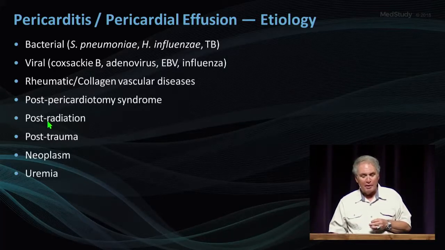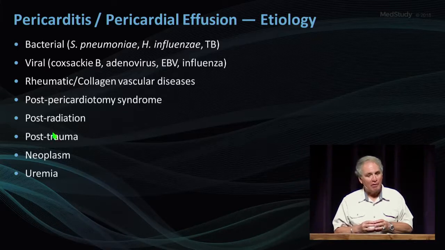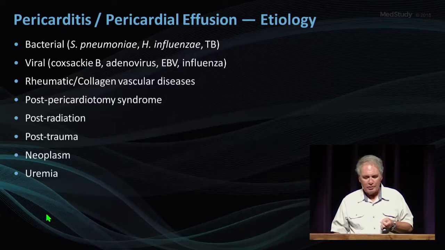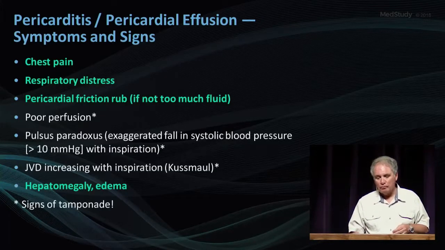Kids who have undergone mediastinal radiation can have pericarditis, as can post-traumatic pericarditis. Cancer, neoplasms can present with a pericardial effusion and pericarditis. And of course, uremia can present with pericarditis.